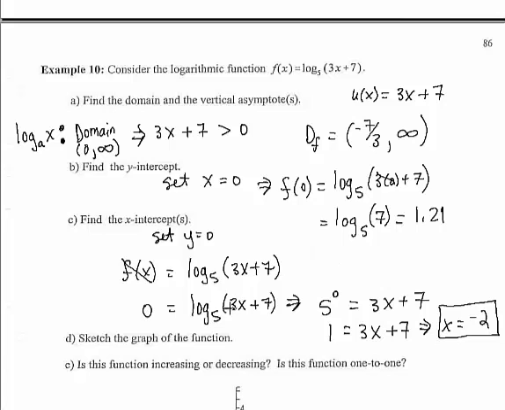Okay, so the trick here was to convert a log form of an equation over to an exponent and realize that 5 or any other number raised to the 0 equals 1, and it turns into a really simple equation to solve for x.